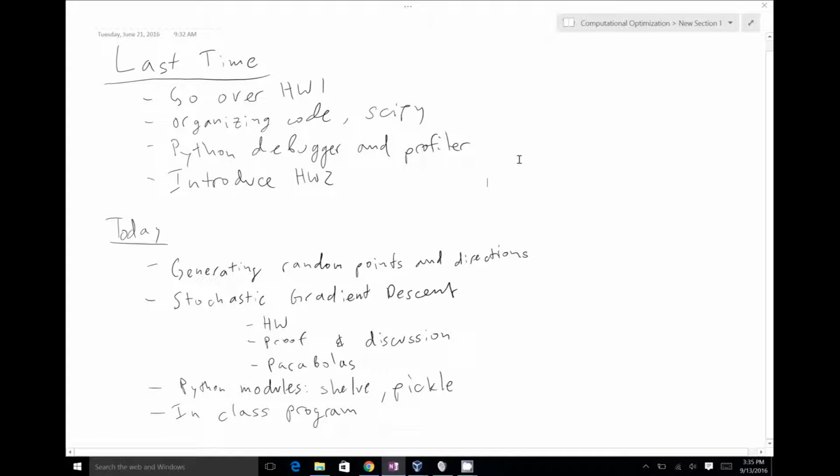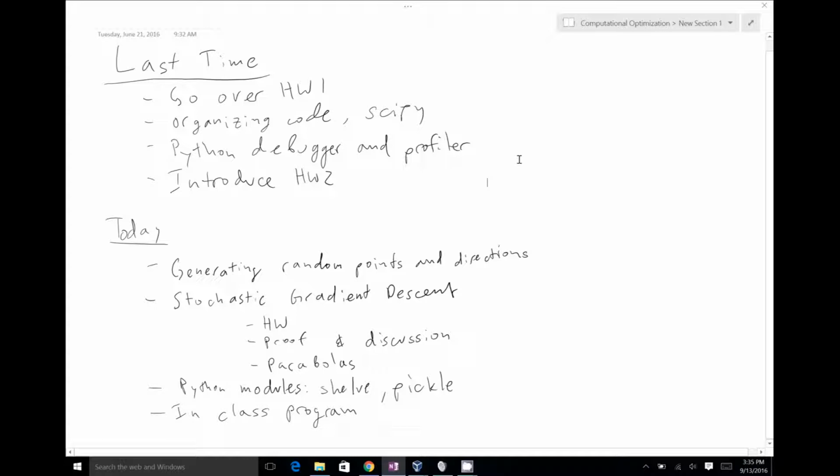And we are going to use it on some machine learning problems on the next assignment, but for the first assignment, we're going to use it on just some mathematical problems that allow us to understand how the algorithm works and allow us to visualize its progression. So we're going to start by introducing the next homework assignment. We're going to go through some proofs and discussion of the algorithm.